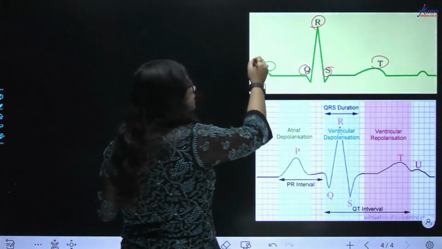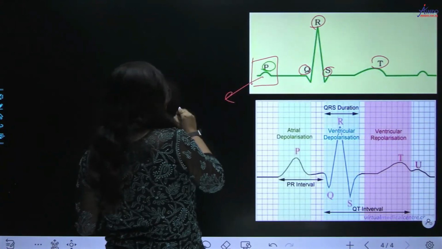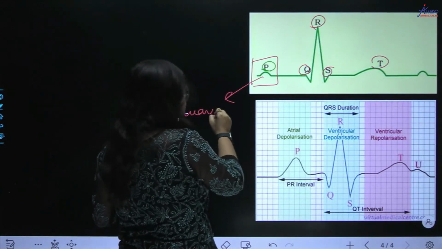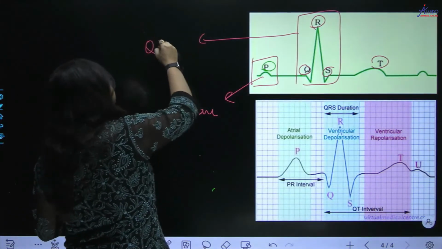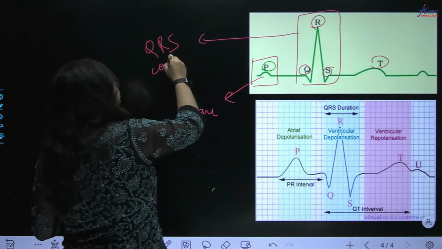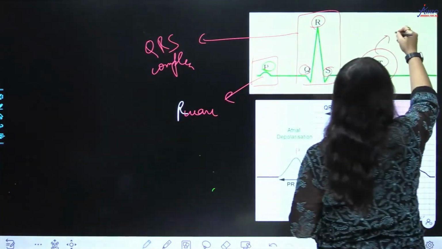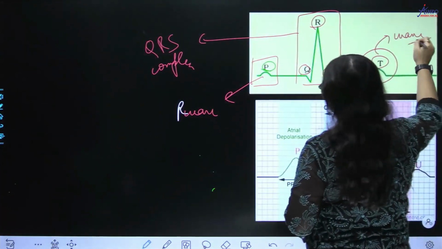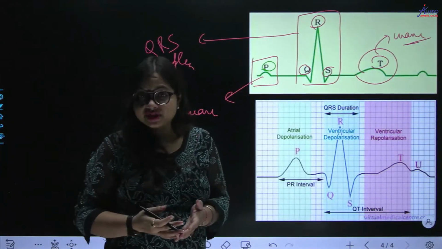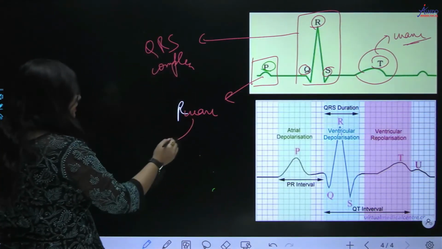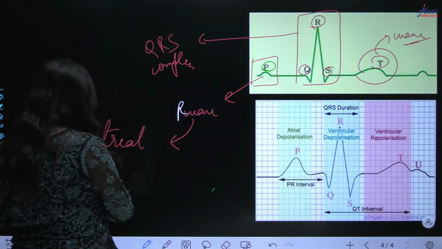Okay, so first there is what is called as the P wave. This is what is called as the P wave. Okay, this is called as QRS complex, and this is your T wave. Okay, this is your T wave. Now what is P wave? Why is P wave generated? P wave depicts your atrial depolarization.